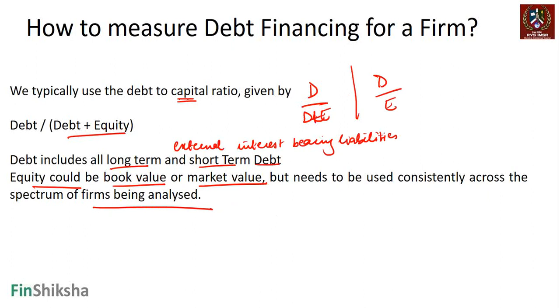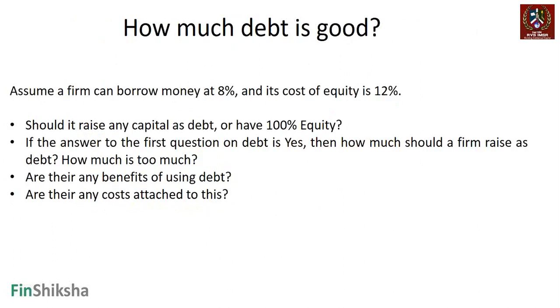If we want to use market value, then we should be using market value across all of these. So the E value could be either market value or book value. Market value makes more sense in general, but we're okay with book value as well for now, right? Now, that brings us to the cardinal question in our discussion, which is how much debt is actually good?